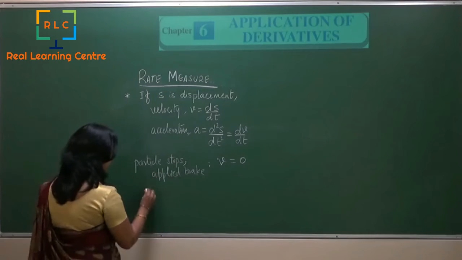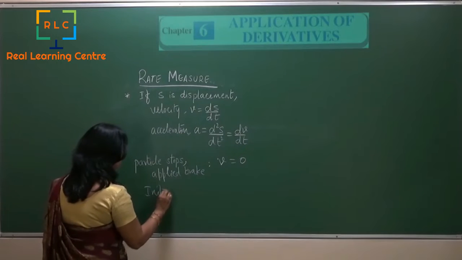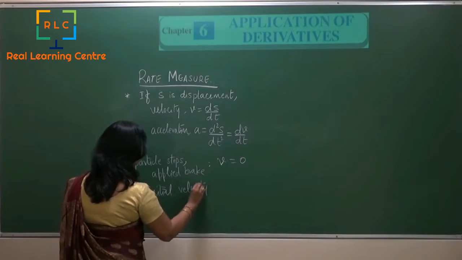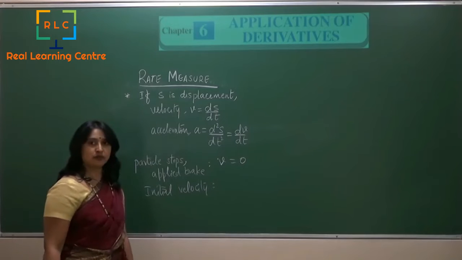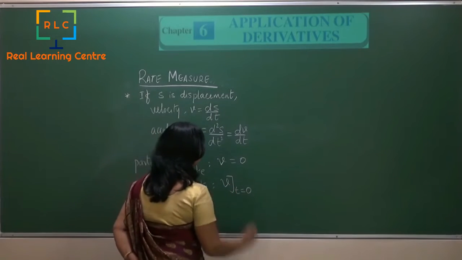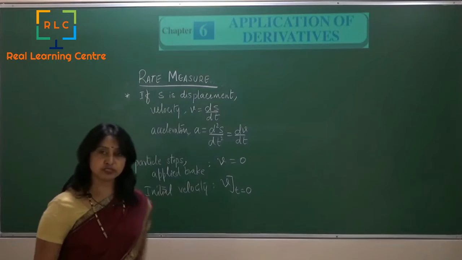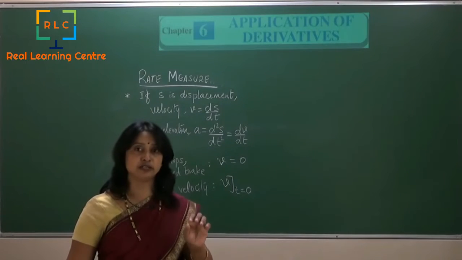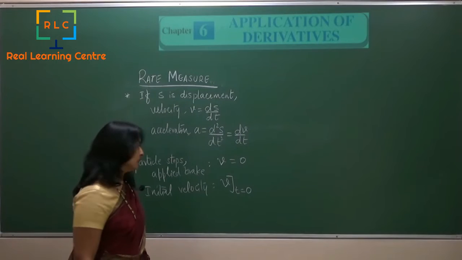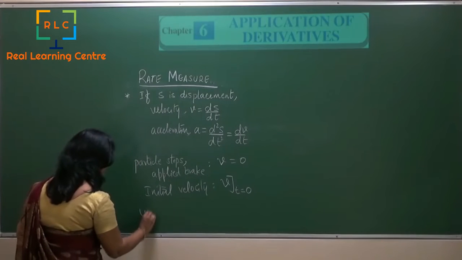So let me tell initial velocity in a different way. What do you mean by initial velocity? That is even before you start moving. Okay, what is the velocity? So velocity at t equal to 0. When time is 0, the vehicle is not even moving and you have started. So what is the velocity that you are giving? That is initial velocity.